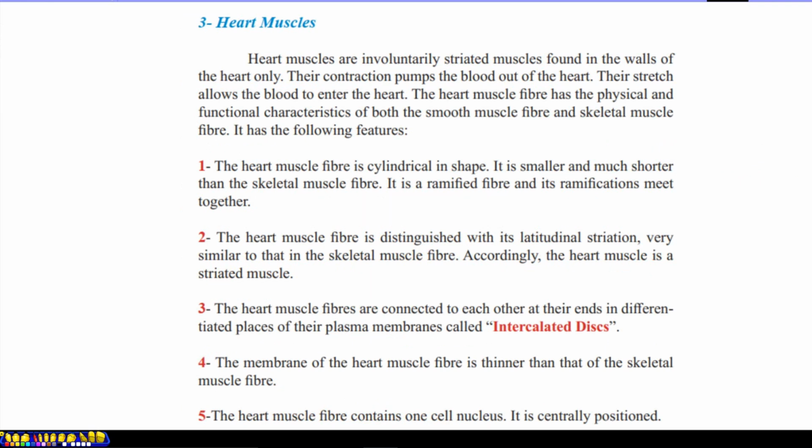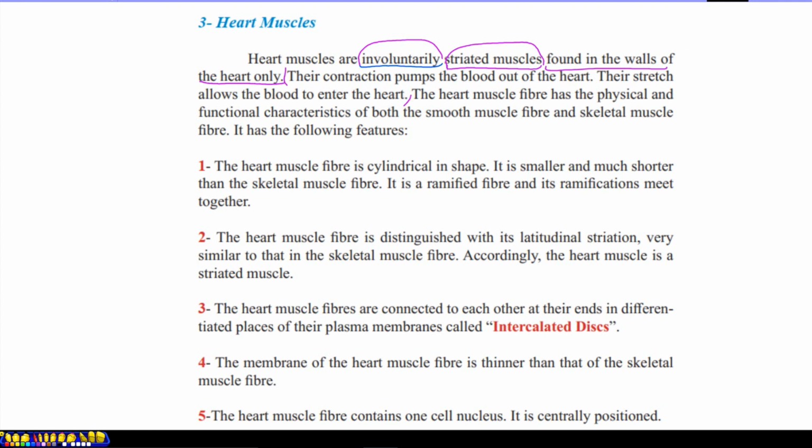Heart muscles are involuntary in their working because they cannot be controlled. They are striated muscles because they have dark and light spaces like skeletal muscles, and they are found in the walls of the heart only, a specific location. But in some ways they are similar to smooth muscles, and in structure they are similar to skeletal muscle. The contraction pumps the blood out of the heart. The stretch allows the blood to enter the heart. This is the function of heart muscle.